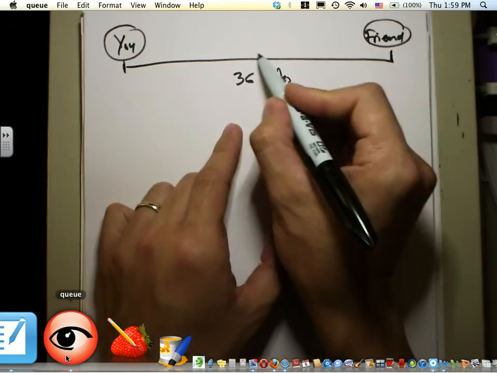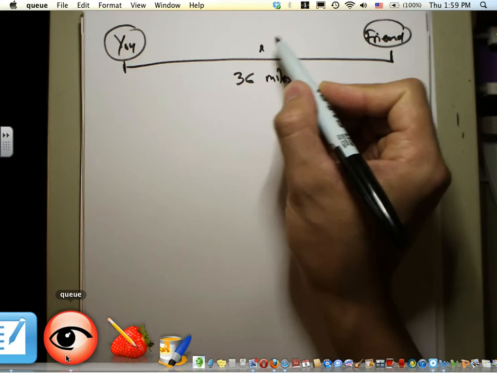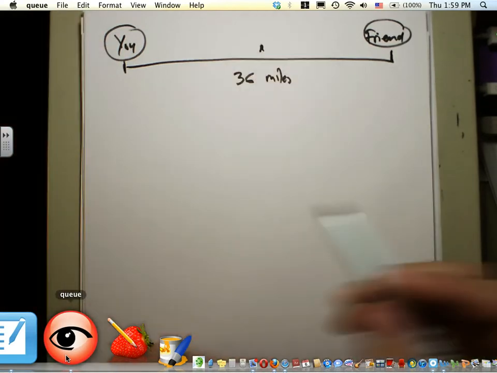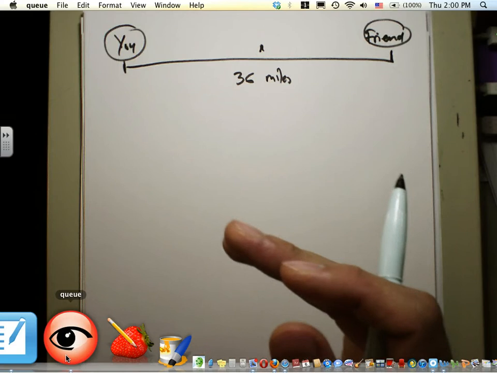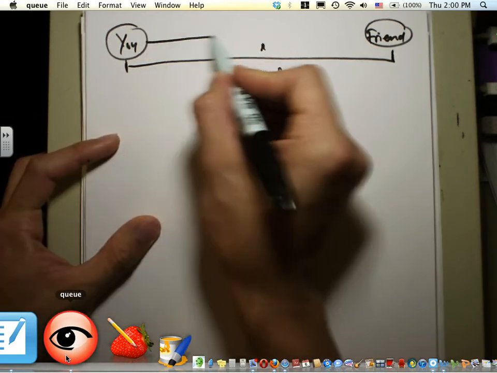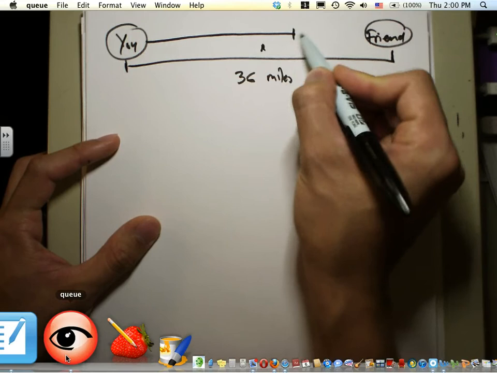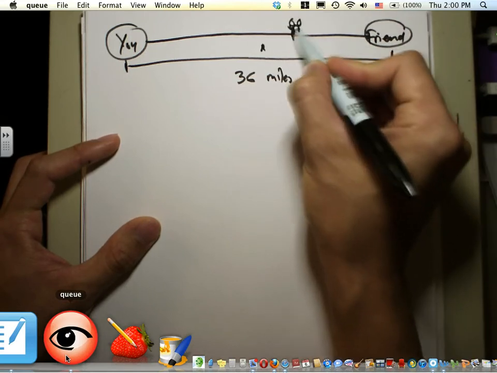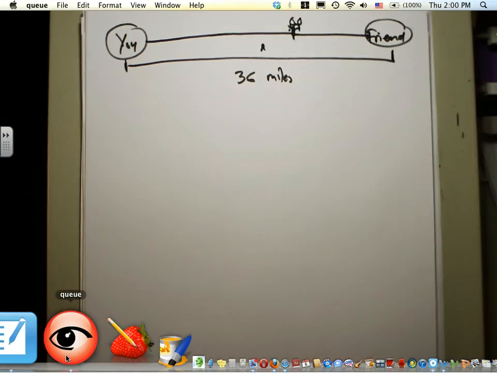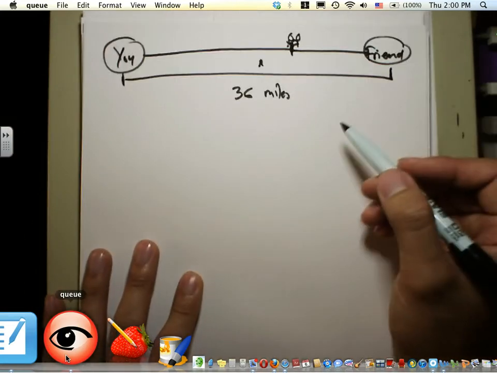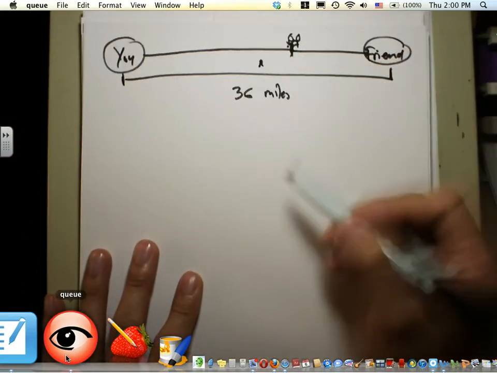If this is your halfway mark, do you think you're going to meet your friend on your side or over to your friend's side? Over to your friend's side. Why? Because you're going faster. Very good. So if I'm going to have to draw a line representing your distance, is it true that you will probably meet your friend over here? Yeah. This is where you two will meet, right? Alright, so this is where you and your friend will meet.